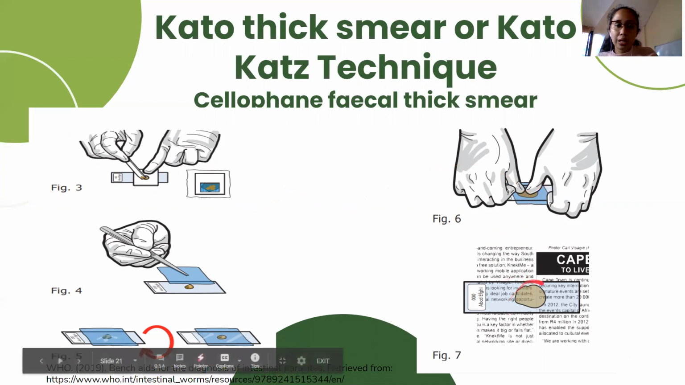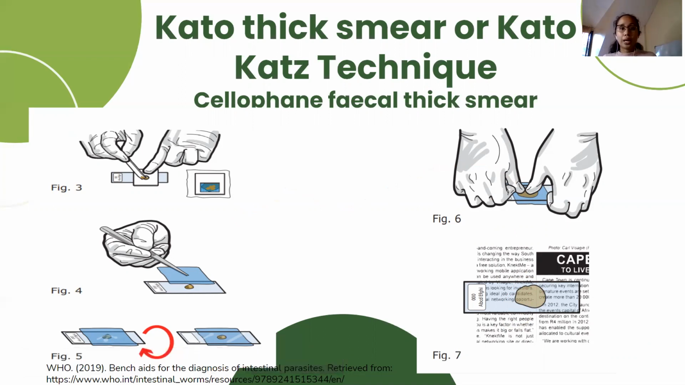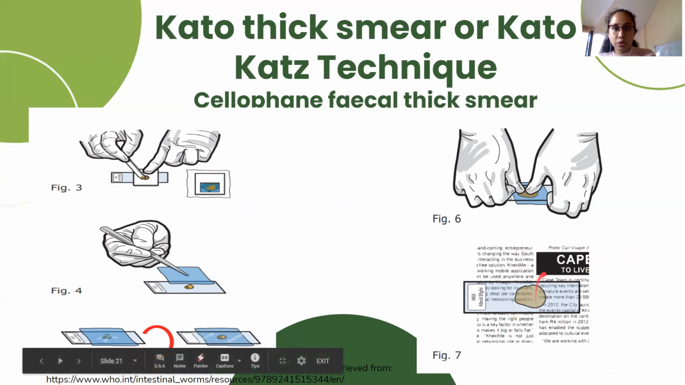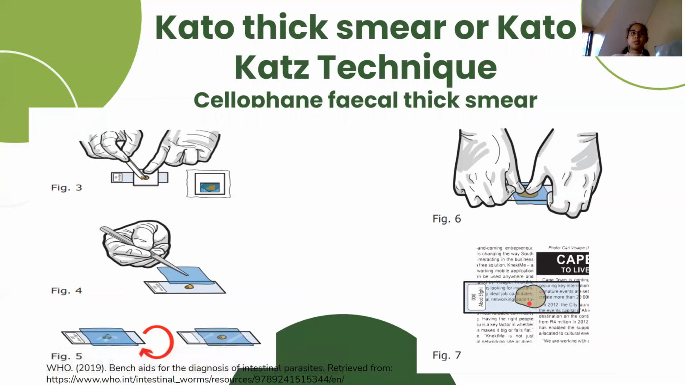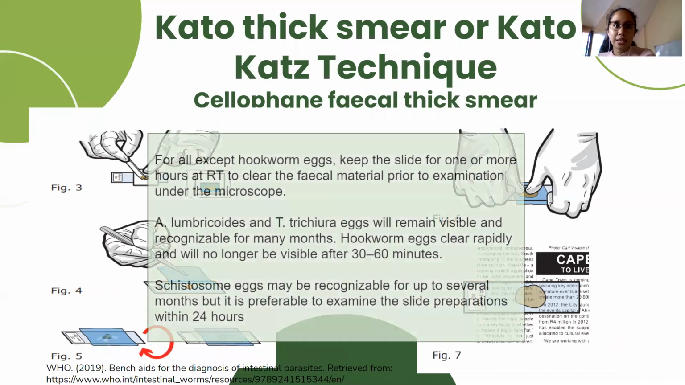It should look like this. You should flatten it in such a way that you could see the print of the newspaper through the slide. It should be very thin, in such a way that you could see the lettering in your newspaper. That's your Kato-Katz thick smear technique.